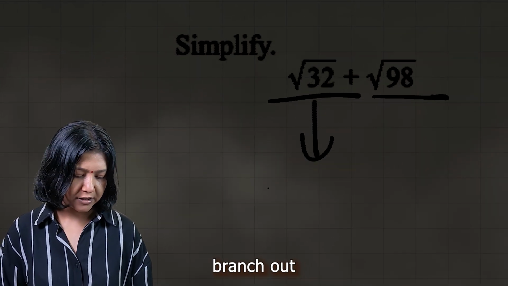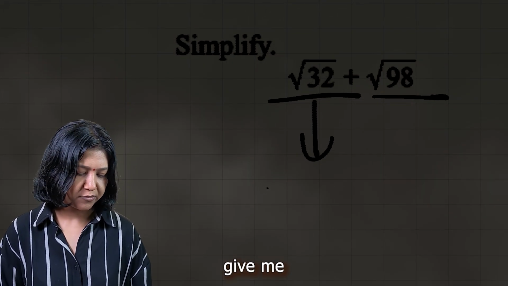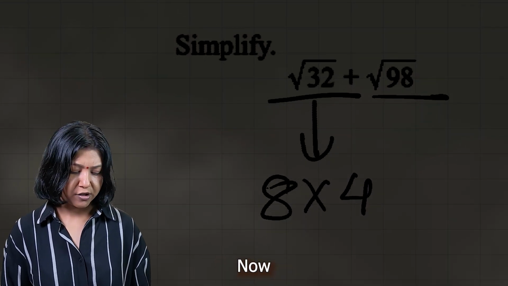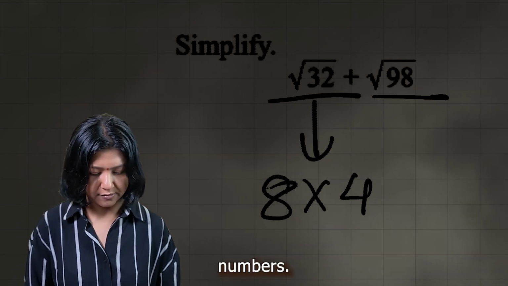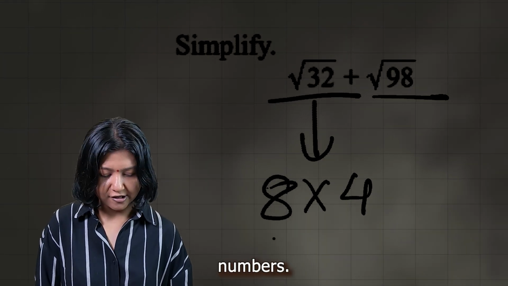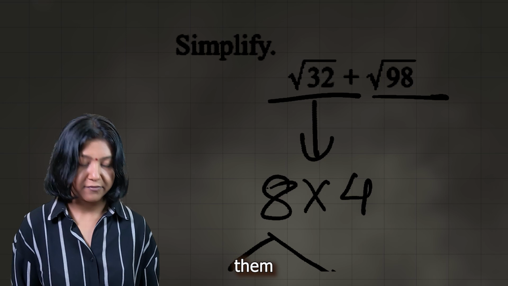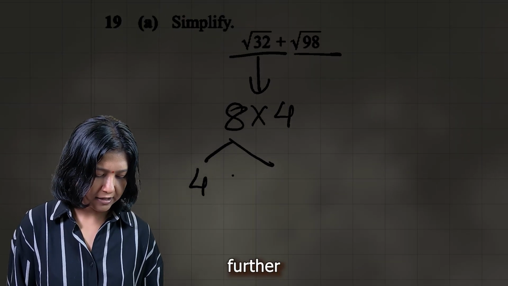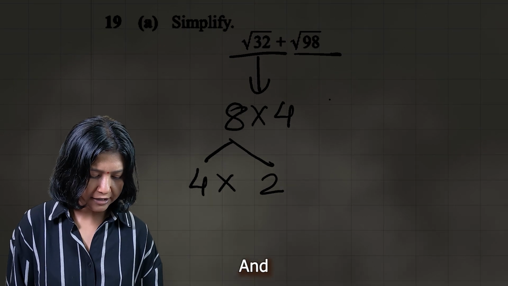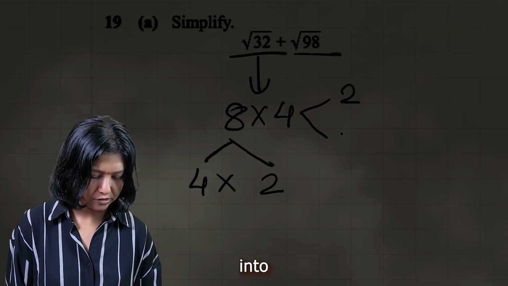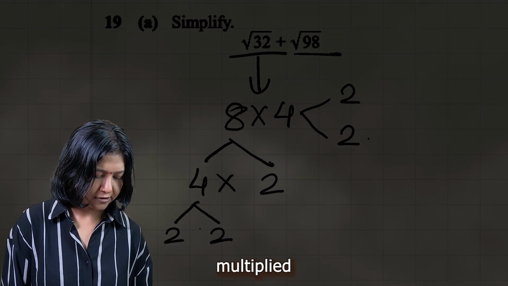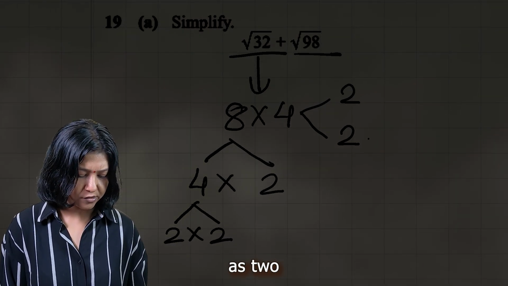I can just branch out any two numbers that multiply to give me 32. I can think of something like 8 into 4. Now you know 8 and 4 are still not prime numbers. So we divide them further until we get all primes. So 8 can be factorized further as 4 into 2, and 4 can be factorized as 2 into 2. This 4, which is again not a prime number, can be factorized as 2 times 2.